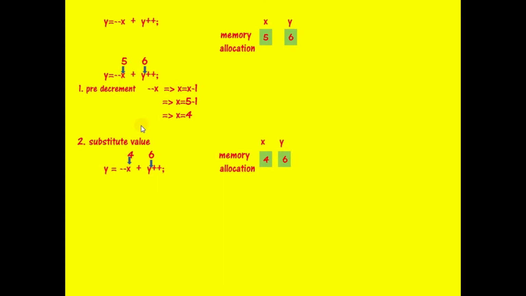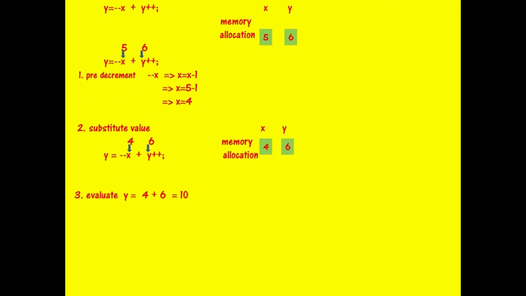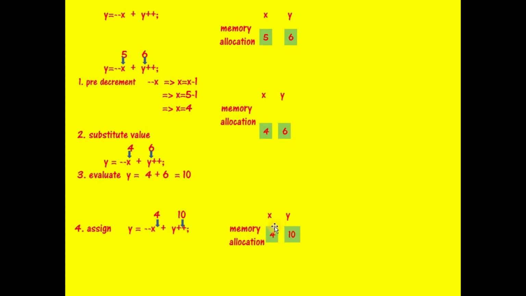Second, substitute the value. Here the value 4 is substituted. The updated value of x is 4 now. So in memory, x is 4 and y is 6. Third, evaluate. The value y equals the latest value of x, 4, plus 6. 4 plus 6 is 10. So the latest value of y is 10 now. So in memory, x is 4 and y is 10.